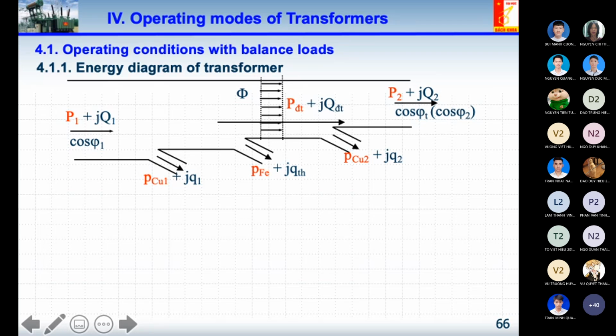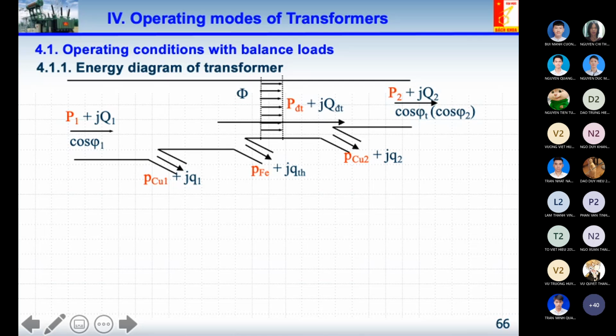You can see the energy diagram from the left hand side to the right hand side. This one is the input energy and that one is the output energy. For example, if you want to transfer energy from Hòa Bình province, from the generator system, here we get P1 plus jQ1. If you look at this diagram quickly, you can see this one is bigger than that one.